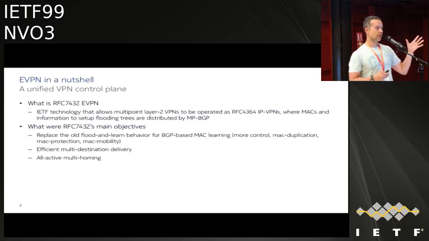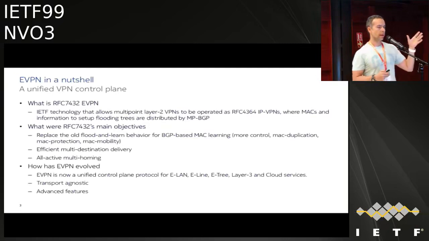So since 7432, EVPN has evolved quite a bit, and there are a lot of drafts and documents that explain the evolution of EVPN. It is now a unified control plane technology that allows you to have pretty much all the services you need: E-LAN, E-Line, E-Tree, but also layer 3 services and cloud DCI services. The good thing about EVPN is it's pretty flexible. You can extend it. It's transport agnostic, so you can use it with any tunnel. And it has a lot of advanced features already there.